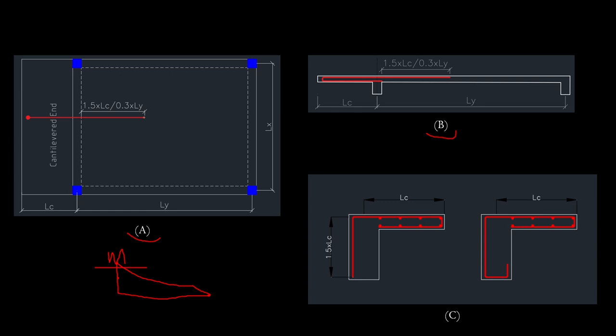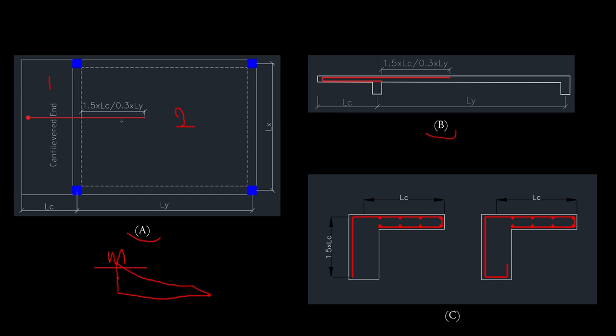So the reason why we have 0.3 multiplied by Ly is because, let's say this is cantilever slab panel 1 and this is panel 2, which is a two-way slab. This two-way slab also has a continuous end. So in detailing it, it must also satisfy 0.3 multiplied by the parallel length. I hope we understand that. So that's why it is 1.5 multiplied by the length of the cantilever, or 0.3 multiplied by Ly. Whichever is greater between the two is what you are going to pick.